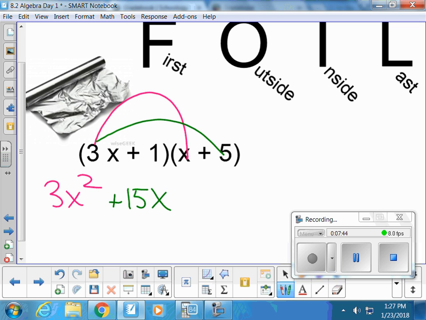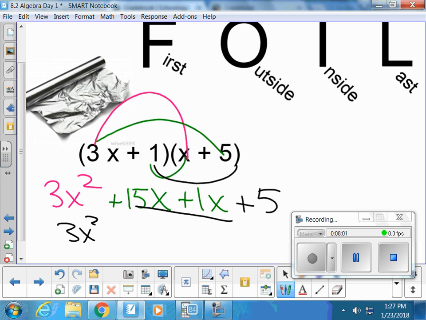The inside rainbow would be from the 1 to the x, so I would write 1x. And then L for last would be from my 1 to my 5. It's the only matchup I haven't performed yet. And that would be a 5. Those two are my inside guys that are like terms, and that's where I would get that 16x. So you get the same answer as the box method.